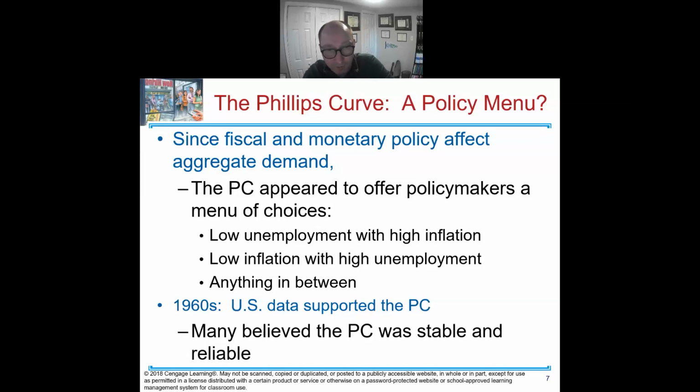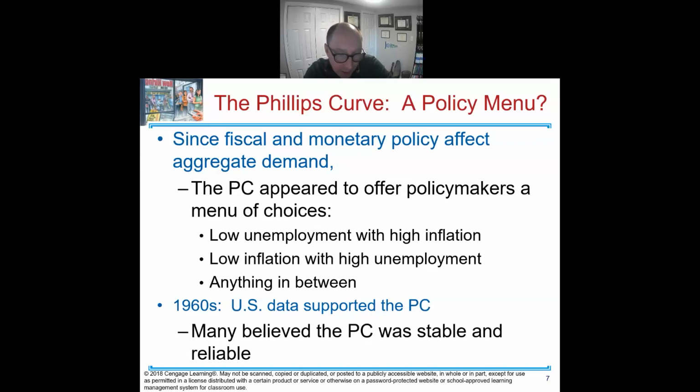When there's times of low unemployment and high inflation, they have the ability to change that. When there's times of low inflation and high unemployment, they have the ability to change that. And of course, they can select anything in between.